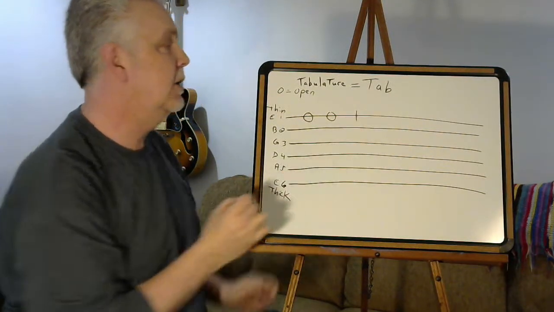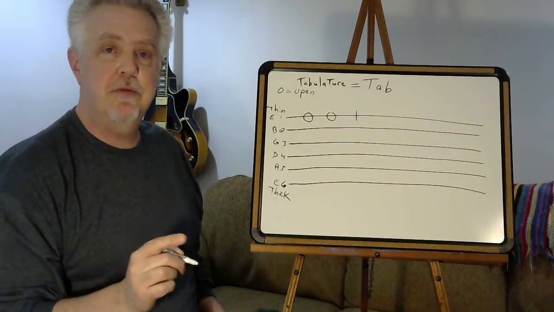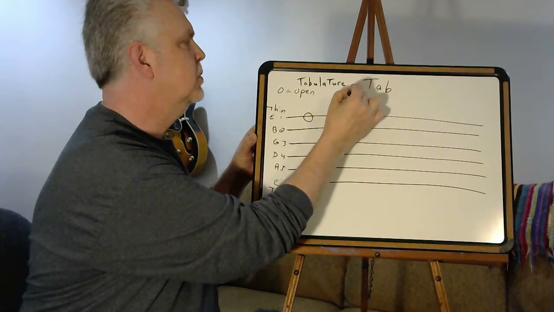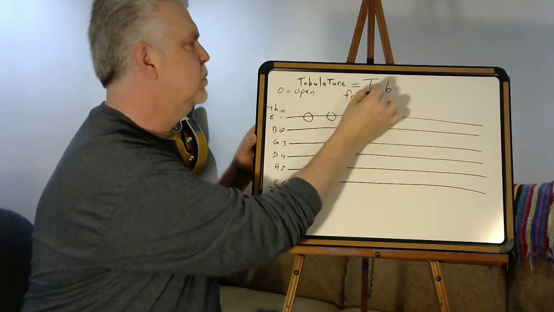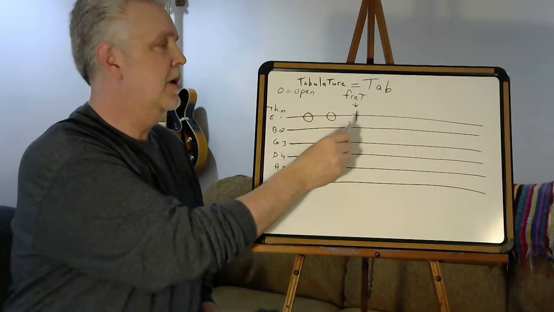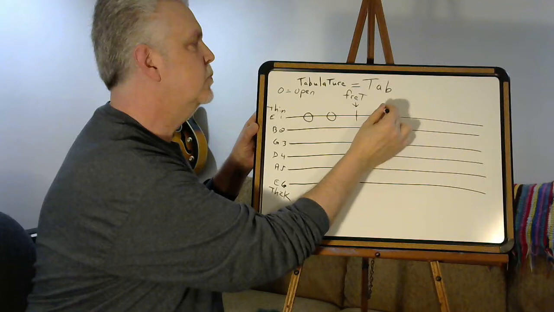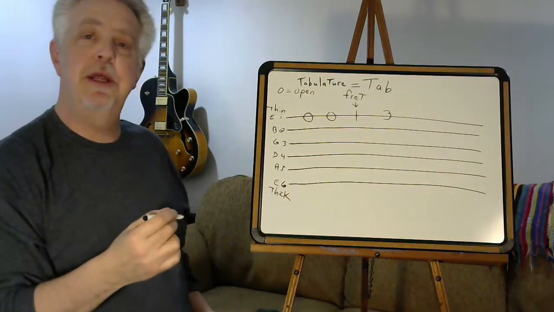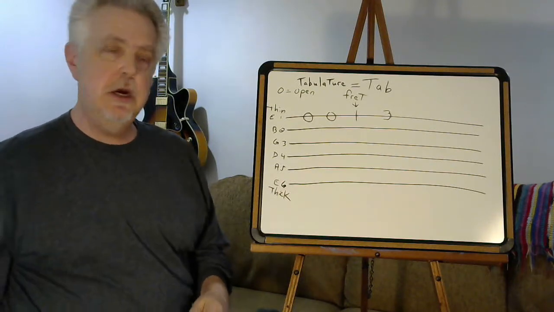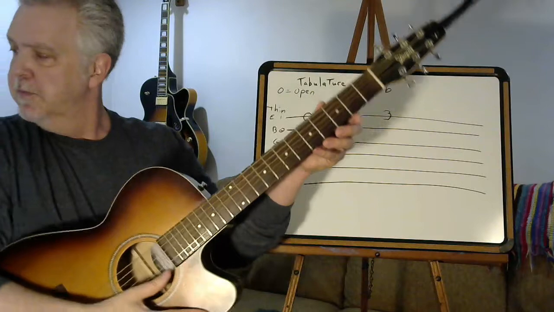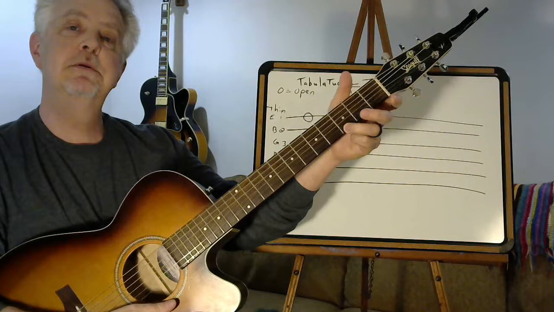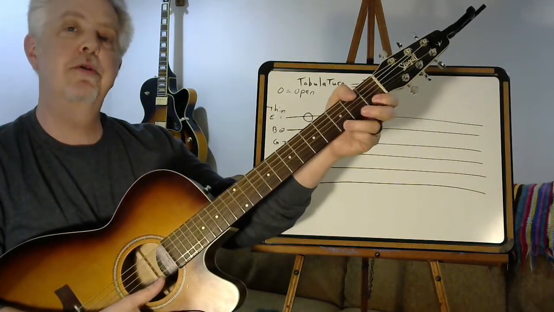Now, if there's a number on there, that tells you what fret to play. So that number is your fret. That means fret number 1. So far this song goes open, open, fret 1. Maybe do fret 3 there. So if I saw this, I would play open, open, fret 1, fret 3. Real simple. Open, open, 1, 3.